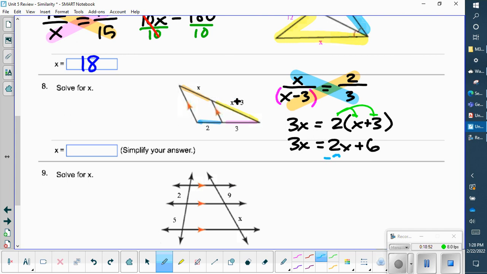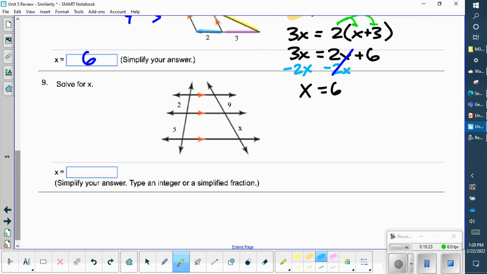Okay, so now I'm going to subtract 2x from both sides. And conveniently, hopefully you notice x equals positive 6. Now, I can check it and make sure. Let's see what happens. If I put a 6 here, that looks good. And if I did 3 more, this would be 9. And 6 over 9 does reduce to 2/3. Perfect. Okay, so it works.